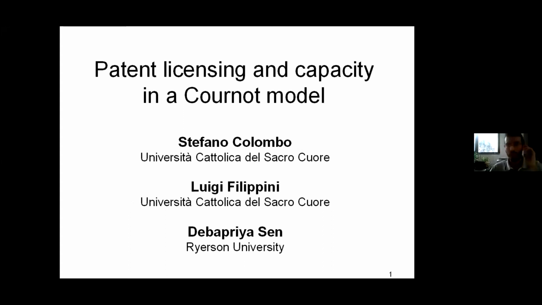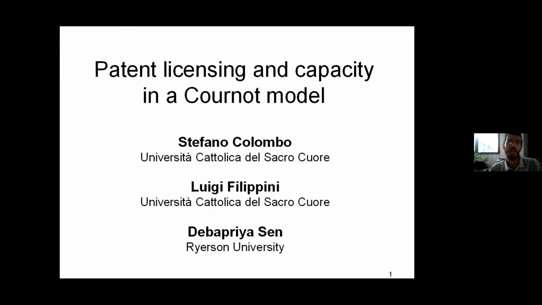Well, this is a joint paper with Luigi Filippini, a colleague of mine at Università Cattolica del Sacro Cuore in Milan, and Debapriya. This is a very simple paper, basically. It is not a general model. It is a very simple model.